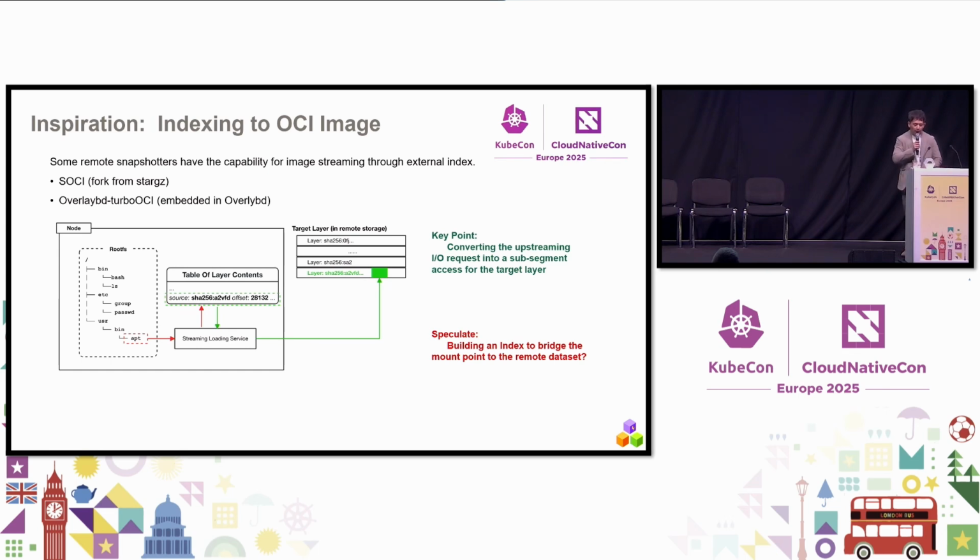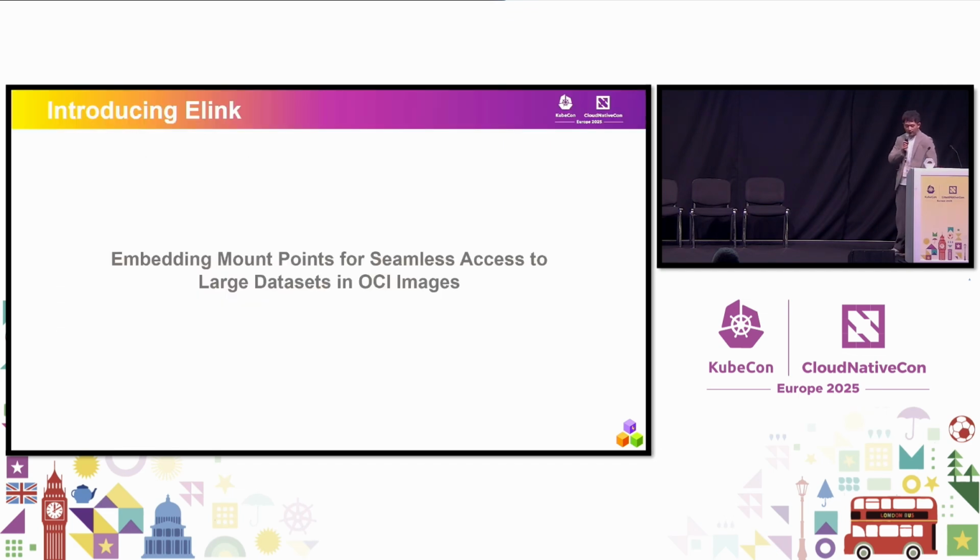So, taking a bold speculation, could we build an index for the entire storage bucket? My answer is yes. I'd like to introduce you to E-Link. That solution can create a mount point for accessing remote data through an OCI artifact, with no need to package them.